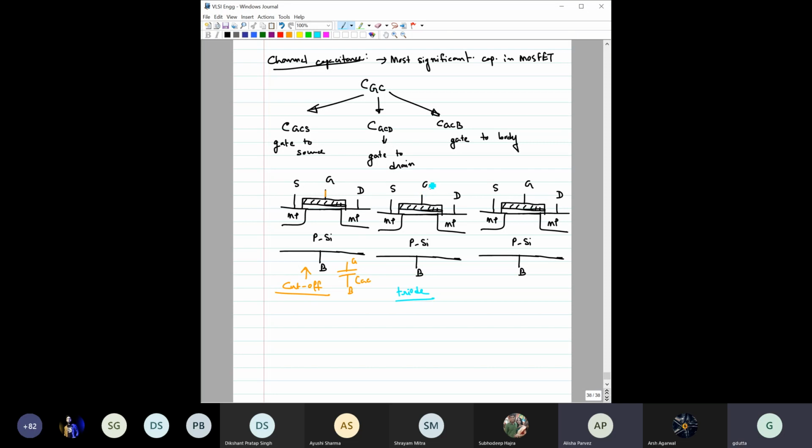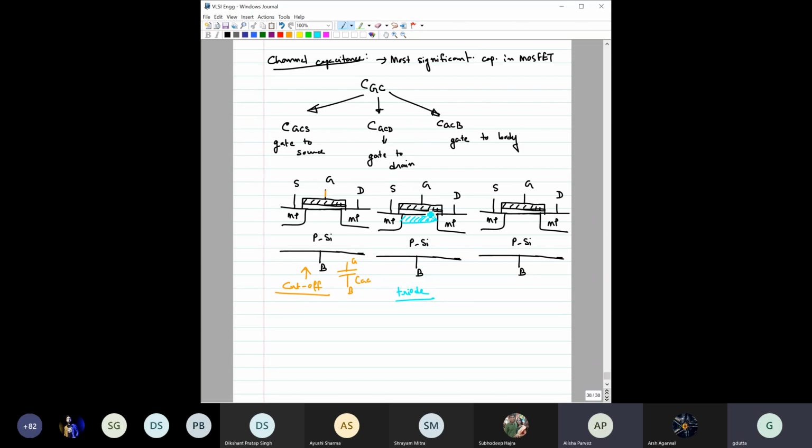In the triode region, you have applied say 1 volt at this drain terminal, and say the threshold voltage is 0.5 volt, and you have applied a suitable drain voltage such that the transistor is in the triode region. The triode region means that there will be a channel, and the channel will be connected from this source to drain terminal. So this is the electron channel, and it has been connected right from here.